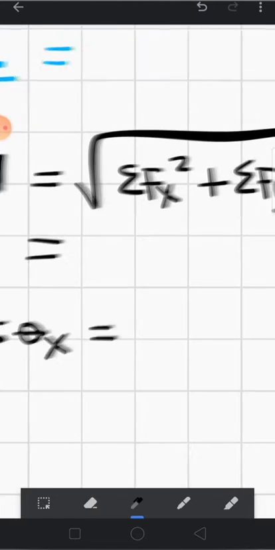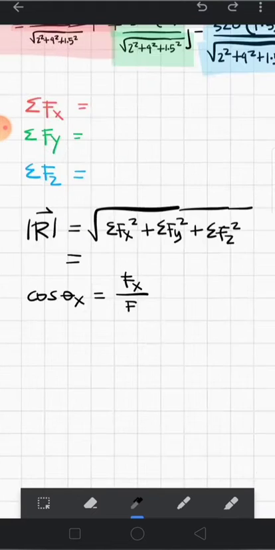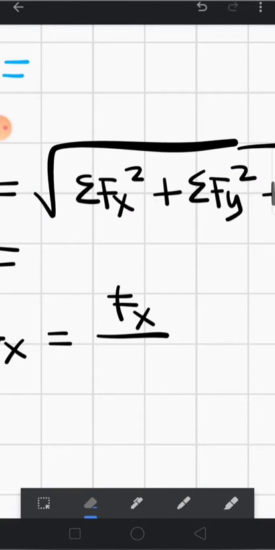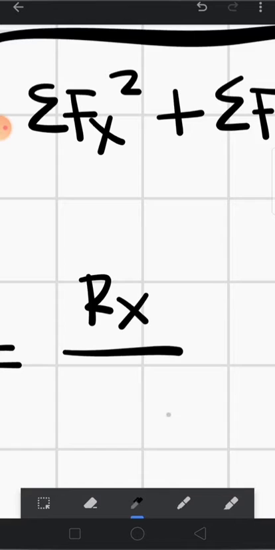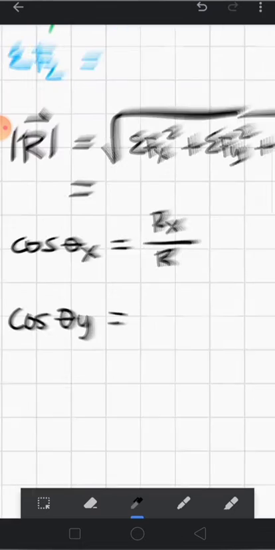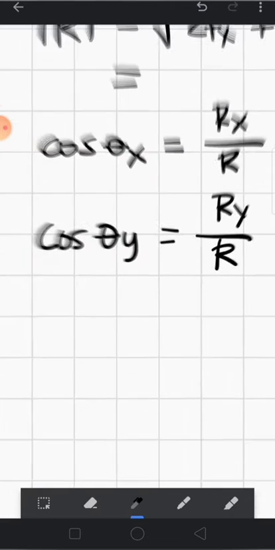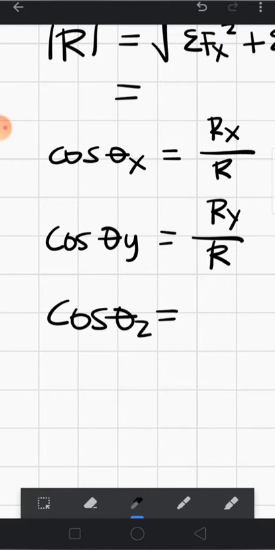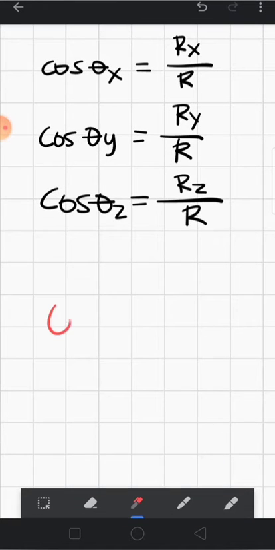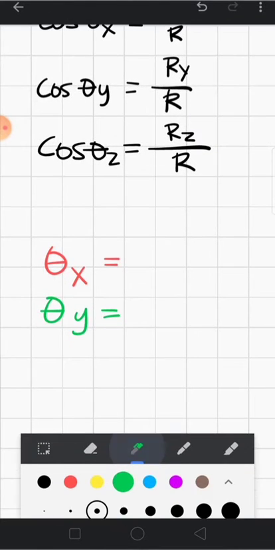And to get the direction, we just use these formulas. Cos theta x is equal to fx over the f. And we already have this fx. And this f here is talking about this resultant magnitude. So we can change this f to r. So rx over r, the resultant. Then for cos theta y, or the angle with respect to the y-axis, it's ry over r. And then cos theta z is rz over r. And thus we have theta x, theta y, and theta z.